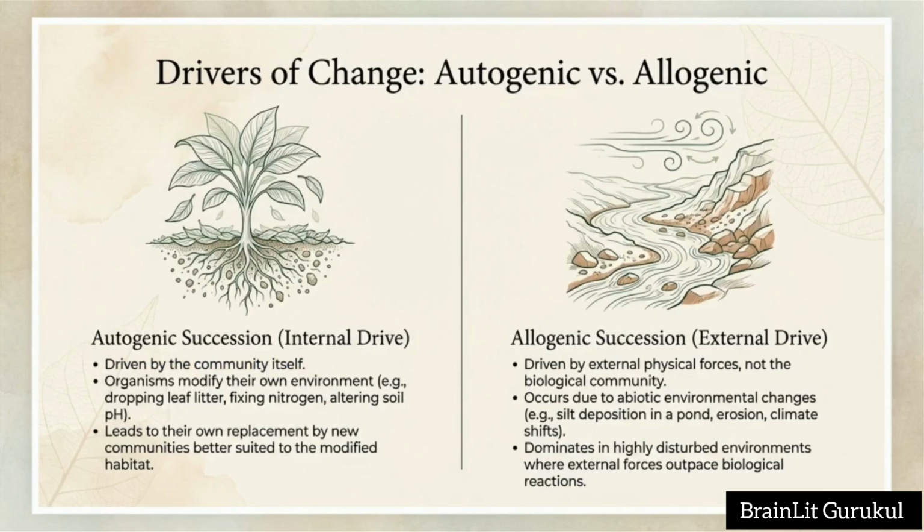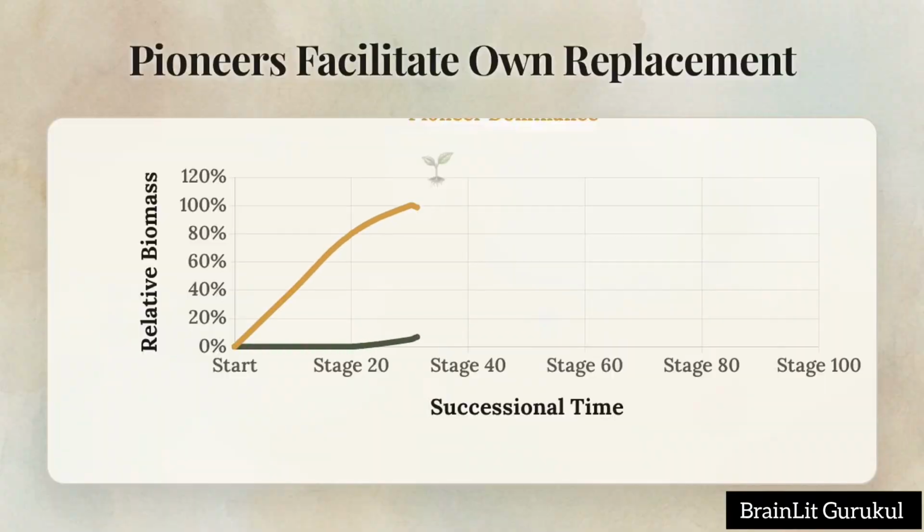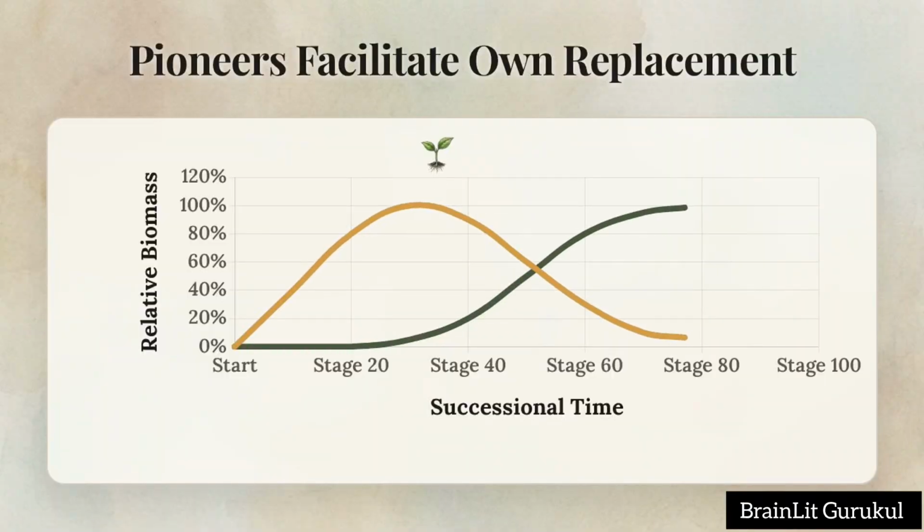This leads to the ultimate irony of the reaction phase. By modifying the habitat to survive, pioneer organisms engineer their own obsolescence. They alter the environment until it perfectly suits the biological replacements that will outcompete them.